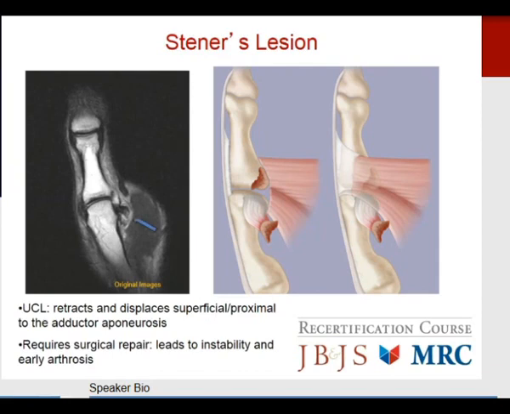The Stener lesion is a tear of the ulnar collateral ligament of the first metacarpophalangeal joint. We can see that in this particular MR case, the ligament is torn at the distal attachment site. It's retracted proximal to the adductor aponeurosis with entrapment of the fracture fragment and the torn ligament, and this is indicative of a Stener lesion.